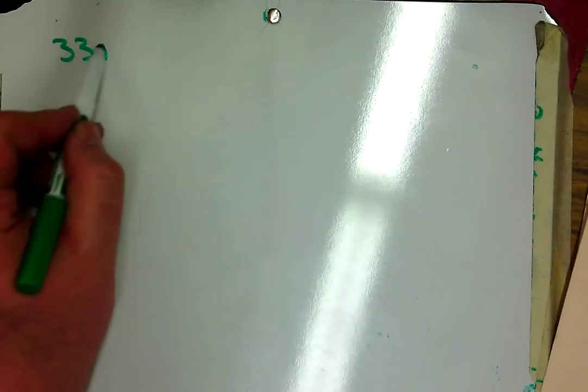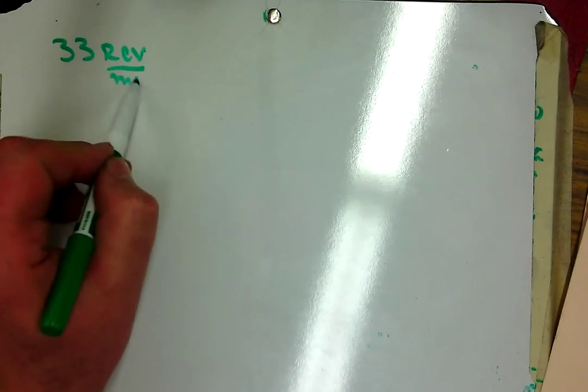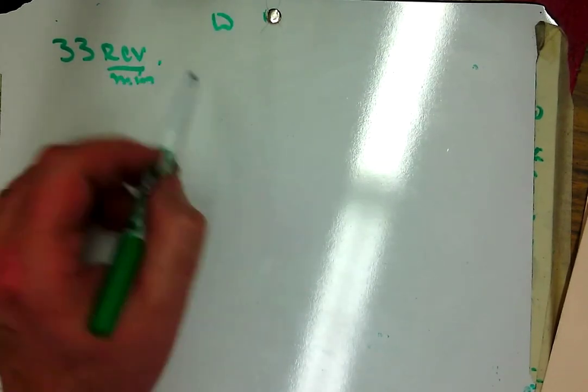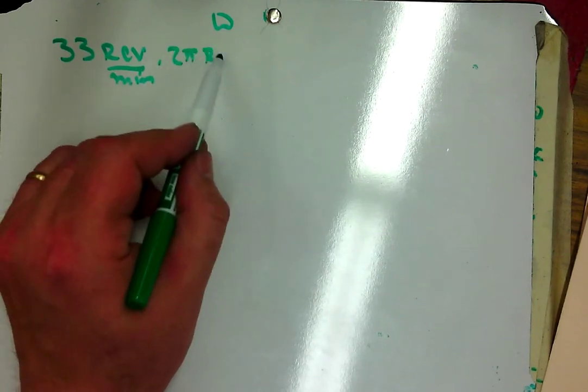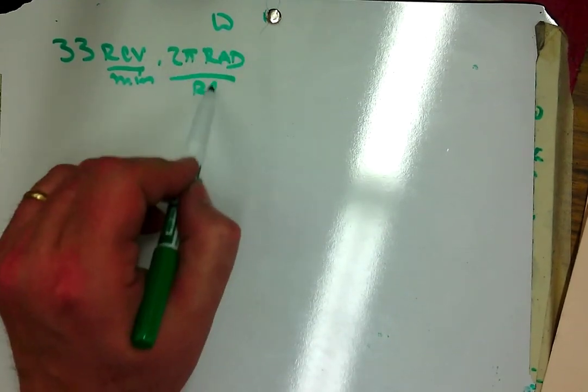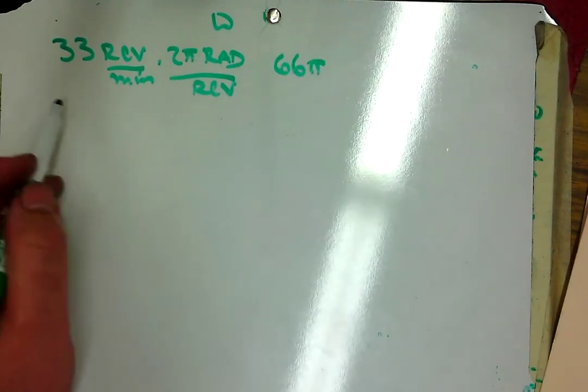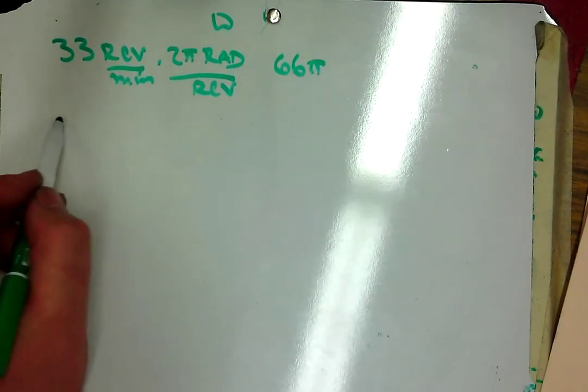There's station number 9. Station 10, linear and angular velocity. Let's see what we can do with station 10. With these, we're given 33 revolutions per minute, and we want an angular velocity, omega. Remember, we do that by multiplying by 2 pi radians per revolution. So I get 66 pi for the vinyl LP.